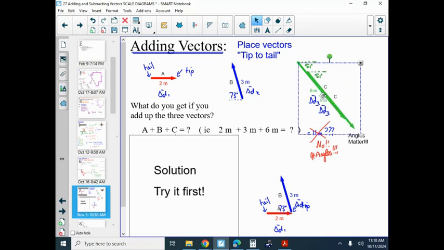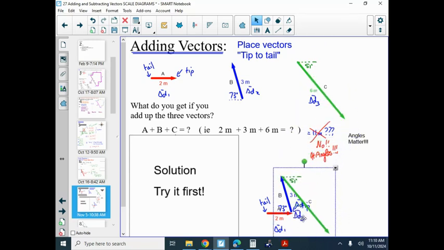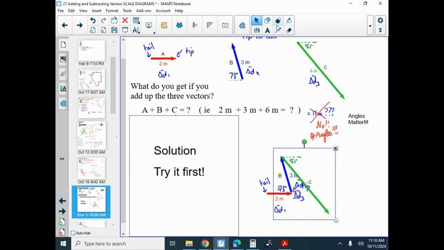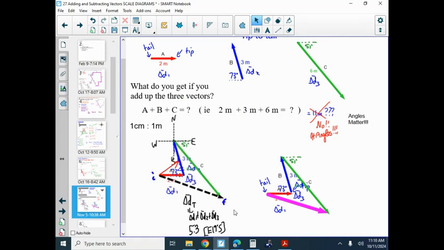But tip to tail, you're just walking this way and then that way and then that way and so on, and then your displacement ends up being from where you started to where you finished. It's pretty obvious stuff, right? So the idea is exactly that.